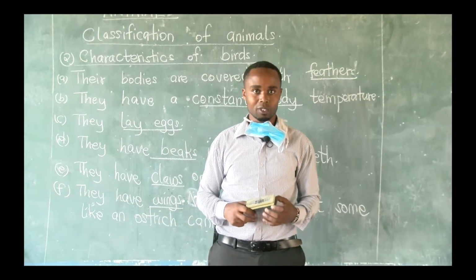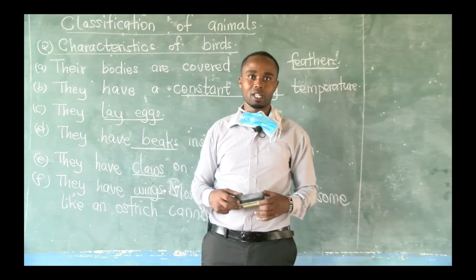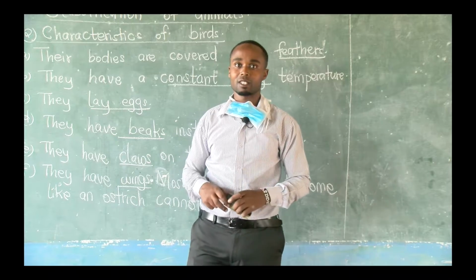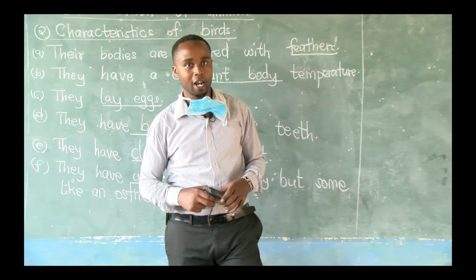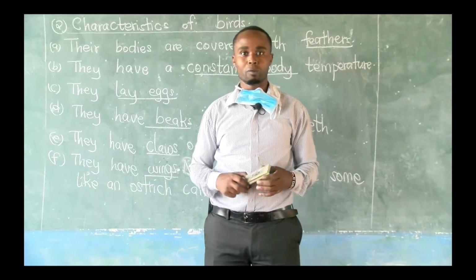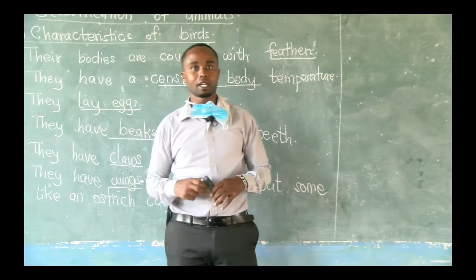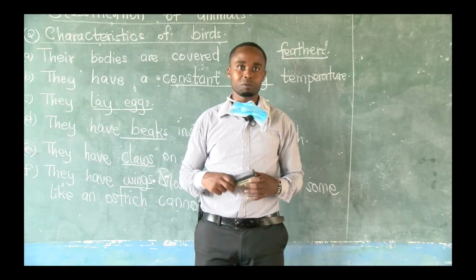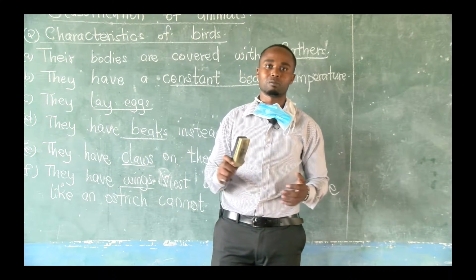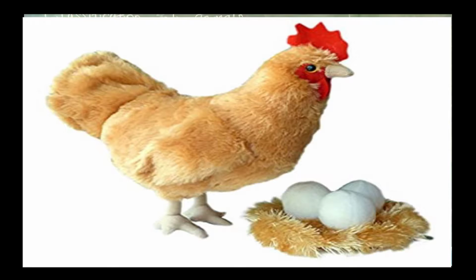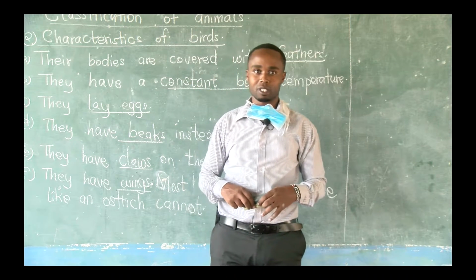Then number 2, they have a constant body temperature. Just like mammals, we said the word constant means the temperature does not change. In other words, we say that they are warm-blooded. Warm-blooded animals means that their body temperature does not change. So that's why we say that they have a constant body temperature. So number 3, birds lay eggs. They lay eggs, and those eggs are the ones that hatch into their young ones.